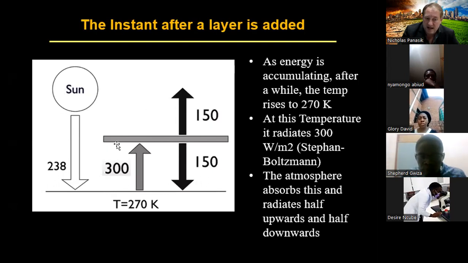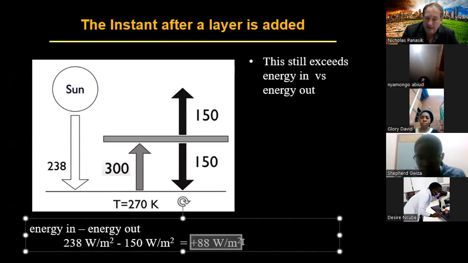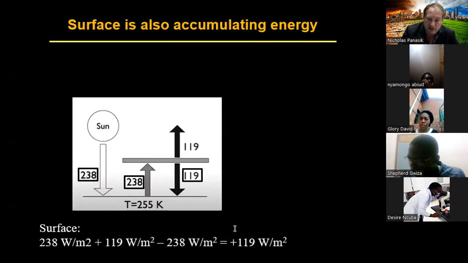And that means now, if you look at energy in versus energy out, it's 238 coming in minus the 158 coming out. That's now we're accumulating energy at 188. That's because the temperature is 270. Remember before, we were at 255. It was accumulating at 119. So the amount that we're accumulating when we're at this temperature is a lot.